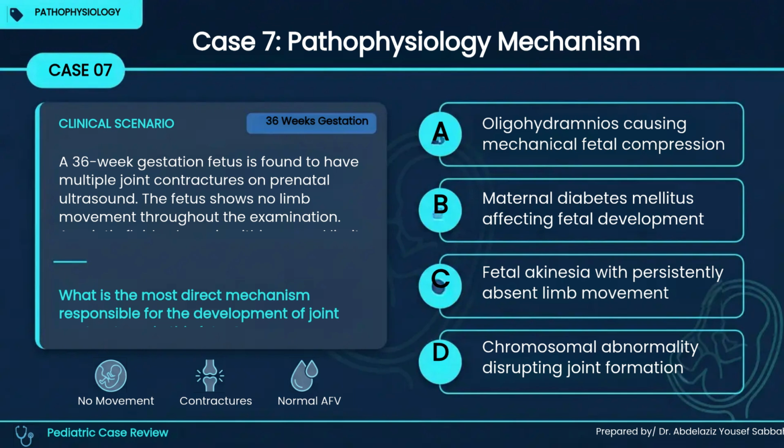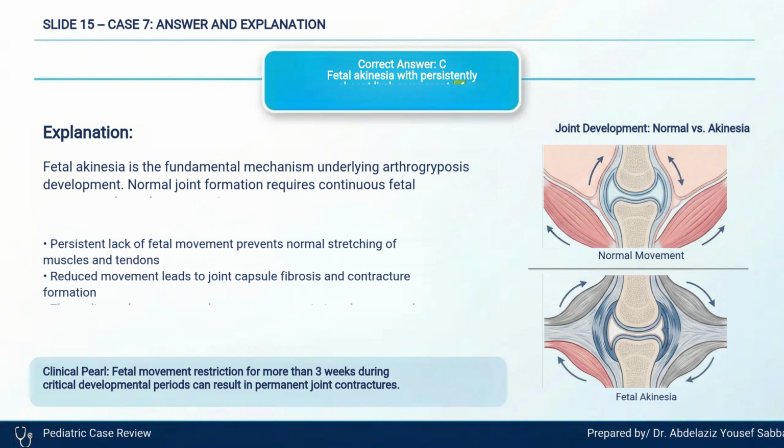Option A, oligohydramnios causing mechanical fetal compression. Option B, maternal diabetes mellitus affecting fetal development. Option C, fetal akinesia with persistently absent limb movement. Option D, chromosomal abnormality disrupting joint formation. The correct answer is option C, fetal akinesia with persistently absent limb movement.